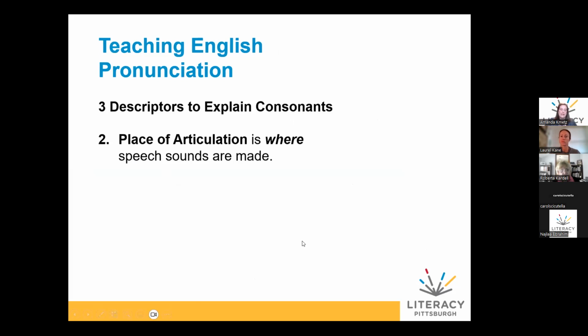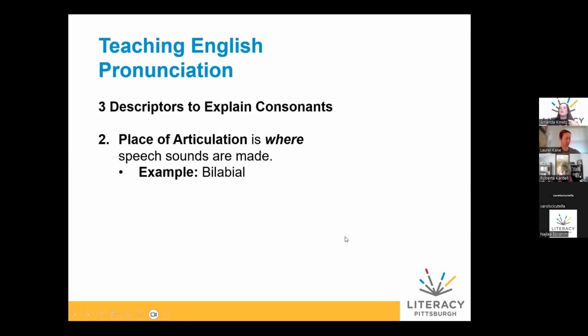So to give you an example of this, and any of you who have ever studied linguistics or phonetics, this stuff can get very technical. It can become very much almost like an anatomy and physiology class where you're looking at different parts of the mouth that are involved in producing different speech sounds.